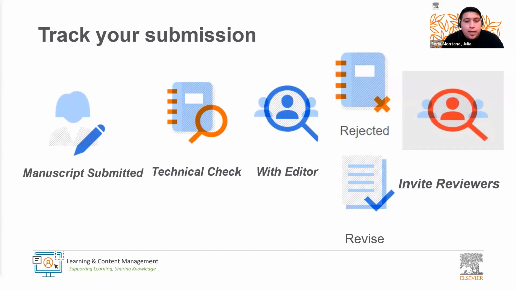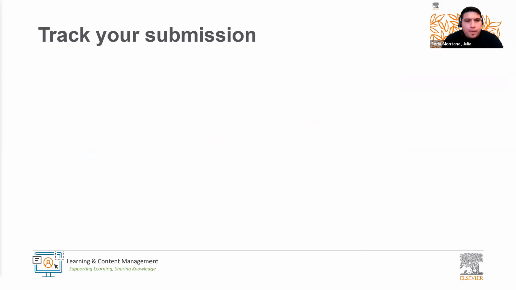If the editor decides that your paper is a good match for the journal, they will identify 2 or 3 independent reviewers, depending on the journal configuration, and send them an invitation to review your manuscript. When the editor invites reviewers, the status of the manuscript is changed to under review.